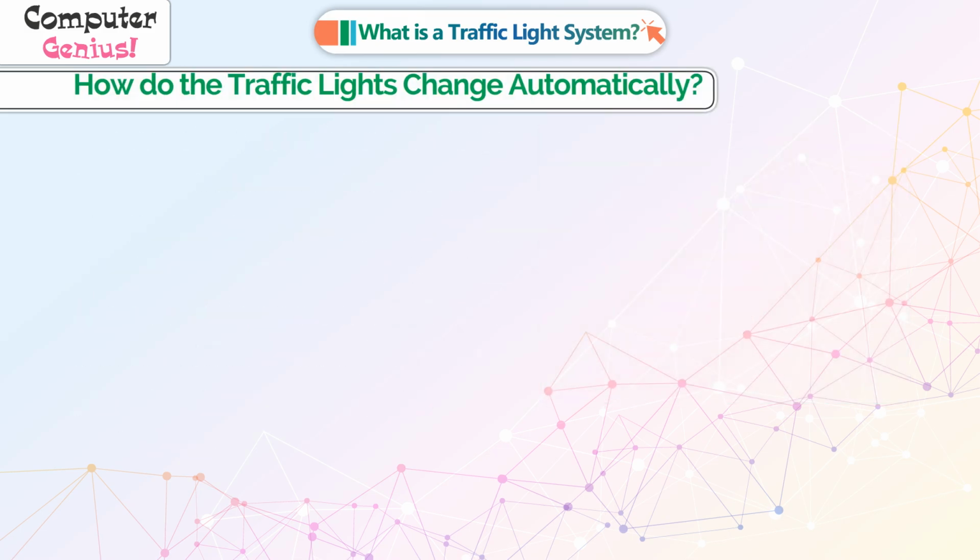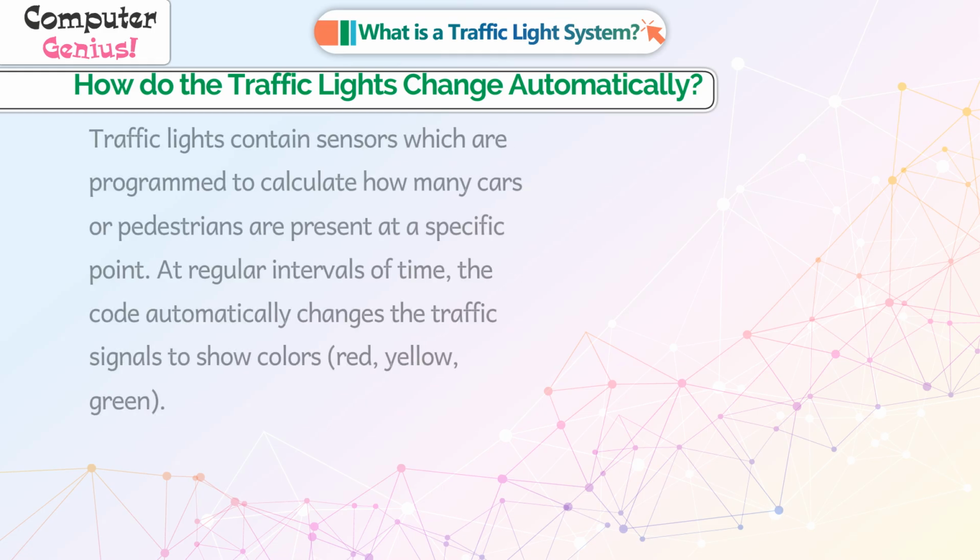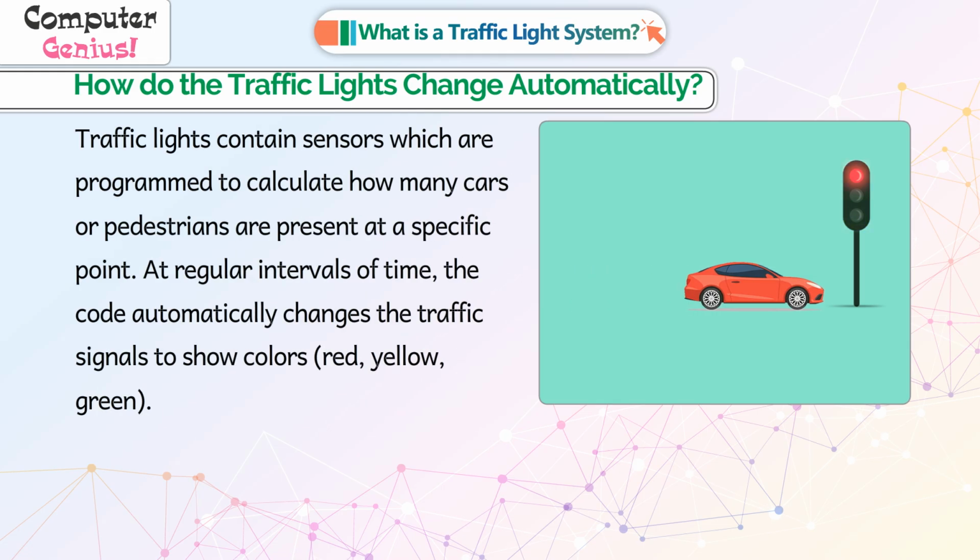How do the traffic lights change automatically? Traffic lights contain sensors which are programmed to calculate how many cars or pedestrians are present at a specific point. At regular intervals of time, the code automatically changes the traffic signals to show colors red, yellow, green.